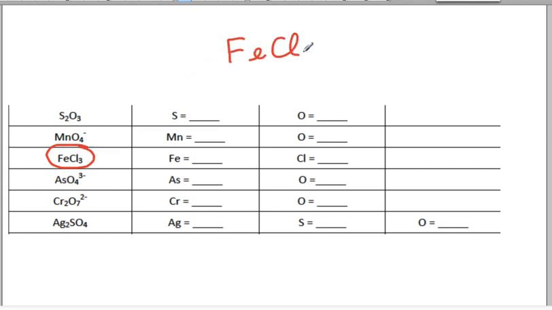If it's a halogen with a metal, it's not negative 1. Just think about it like that. So this thing has no charge overall, so it's equal to 0. Negative 1 times 3 is negative 3. This is X times 1, which is going to be X. Slide it over. Fe is going to be 3 plus. Cl minus is going to be 1 minus.